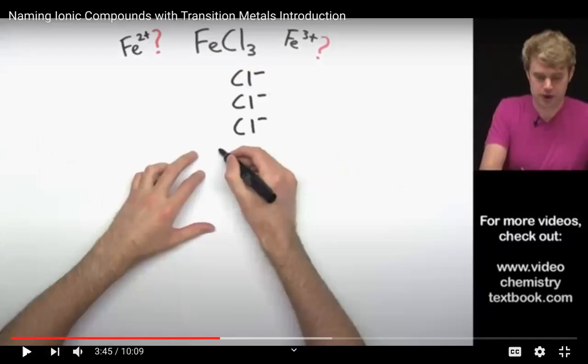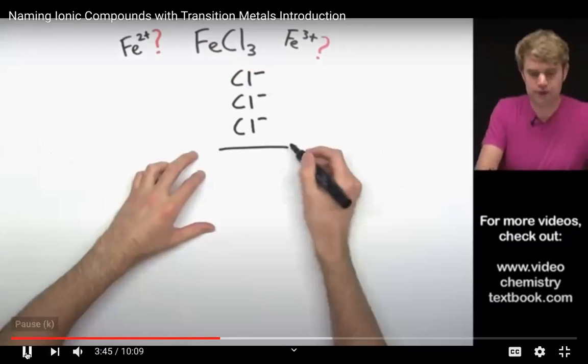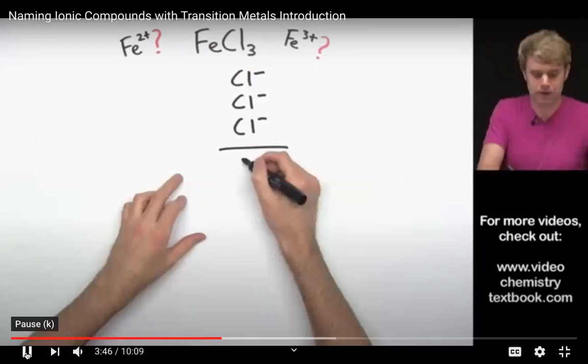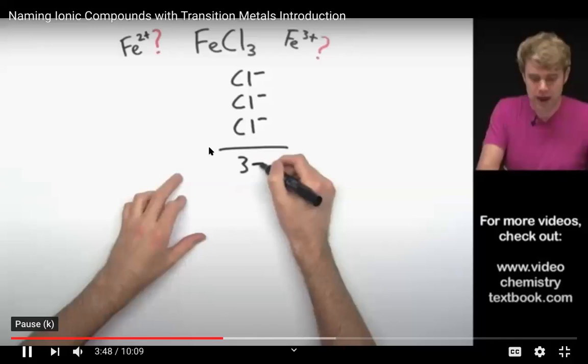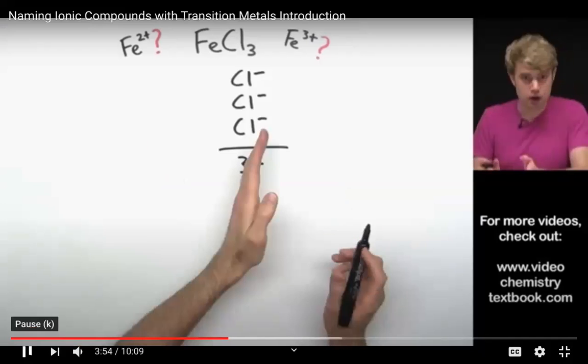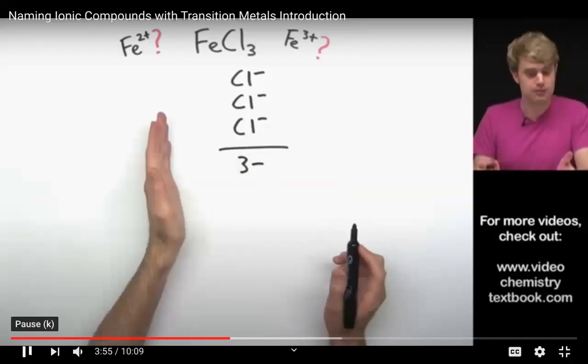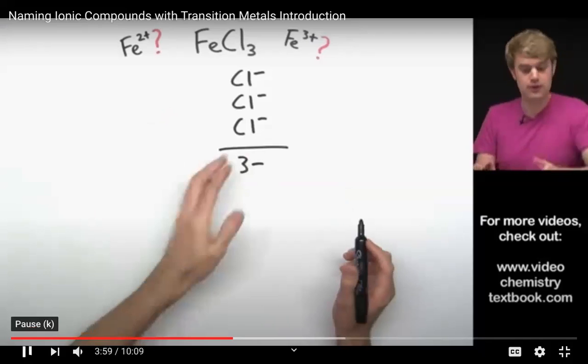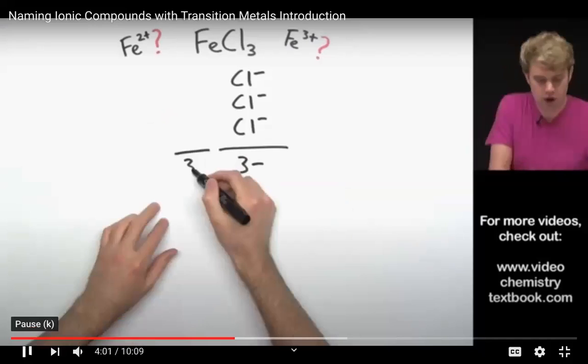So we have 3 of them, and the total amount of negative charge is going to be 3 minus. All he did was add them up. Each one of them was a 1 minus or a -1, so in total, there's a -3 or a 3 minus charge for the chlorines in that compound. Now, in an ionic compound, the negative charge always has to balance out with a positive charge. So if we have 3 minus on this side, we've got to have 3 plus on this side. Okay, does that make sense to everybody?